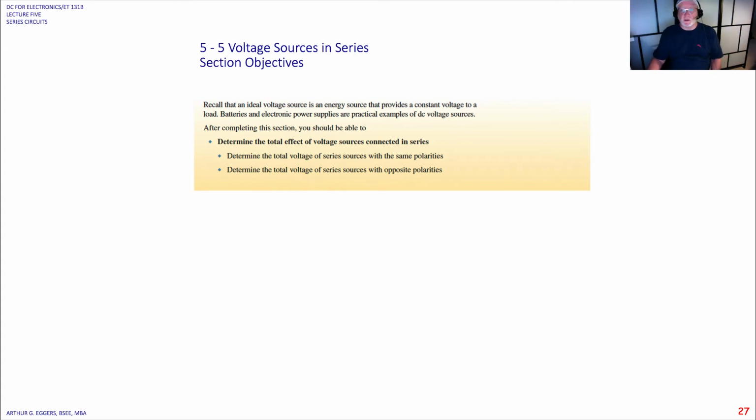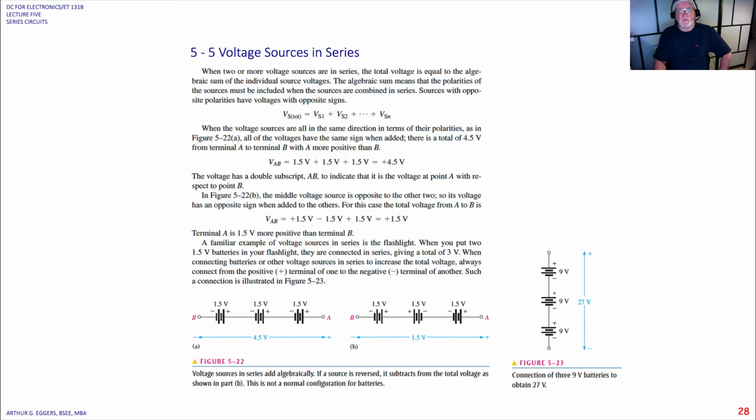Now we switch to voltage. So we've looked at resistance, how to handle the resistors in series. We've looked at how to handle the current in series. Now let's look at how voltage differs. Remember, current goes through, voltage is across.